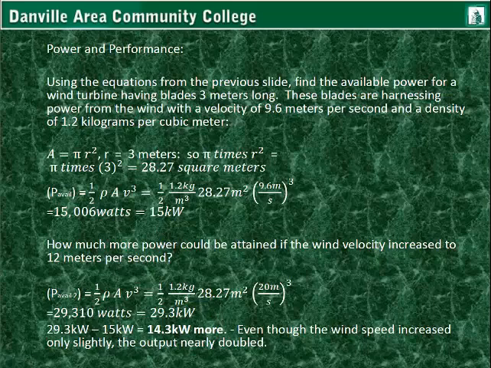So if you look at this, the available power, the power of the wind, actually doubled with a, let's see, 9.6 to 12, about a 30% increase in wind speed. So a 30% increase in the wind resulted in twice the power being available. Even though the wind speed increased only slightly, the output nearly doubled.